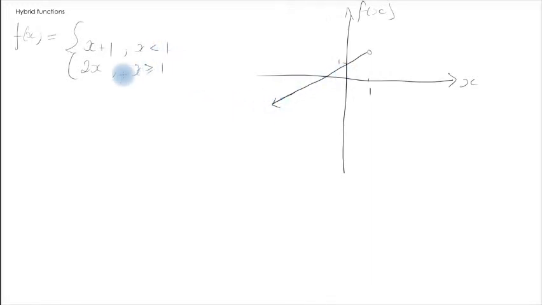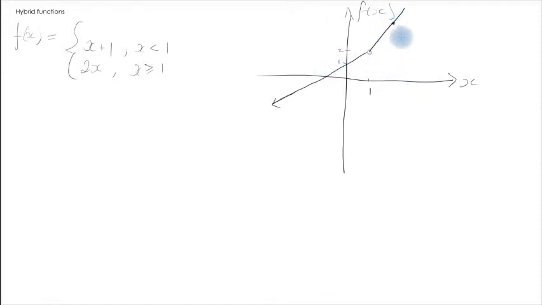Now we put in our second bit of the function as f of x being equal to 2x, and it's for when x is larger than or equal to 1. So when x equals 1, this graph equals 2, which is actually the same point that this would have been. And then it goes up with a gradient of 2, so it'll be like that.